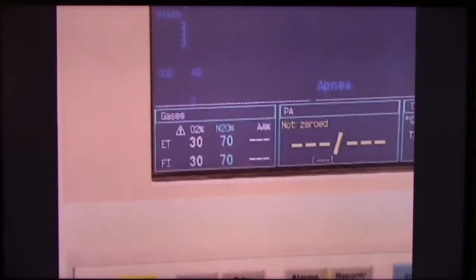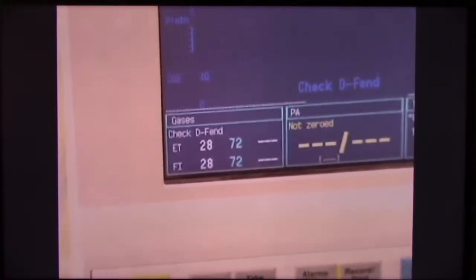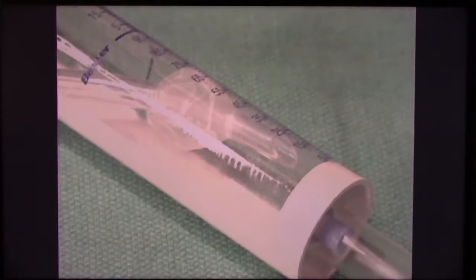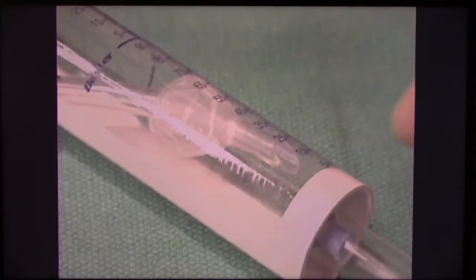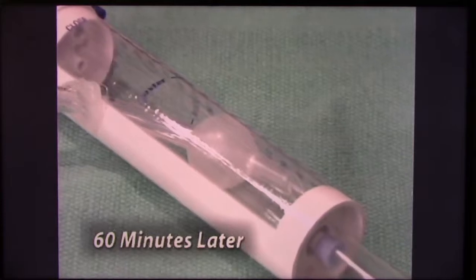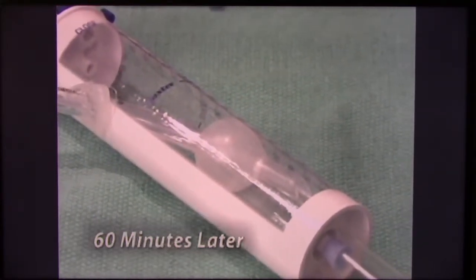It'll take it a few minutes. You can now see that we have an inflow and an outflow of 72% nitrous oxide and 28% oxygen. What we'll do is we'll check back in an hour, and the cuff of the endotracheal tube should be markedly distended from diffusion of nitrous oxide from the inside of the Veratrol to the inside of the cuff. So returning after an hour of 70% nitrous oxide, we see the cuff has become markedly more distended.